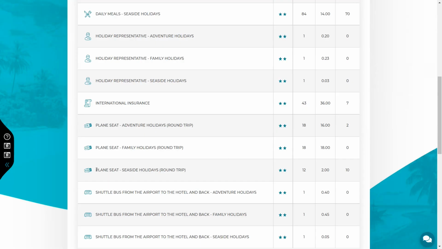The first one is plane seats, seaside holiday round trip. We bought 12 plane seats, which should be enough to serve 12 customers. 2 tickets used and 10 returned. There was no problem with this resource.